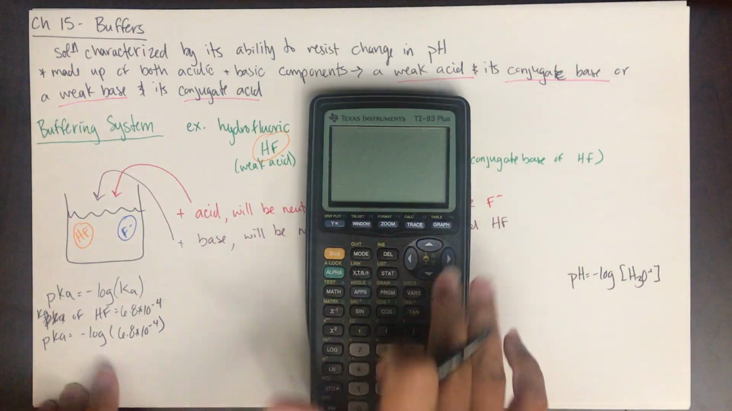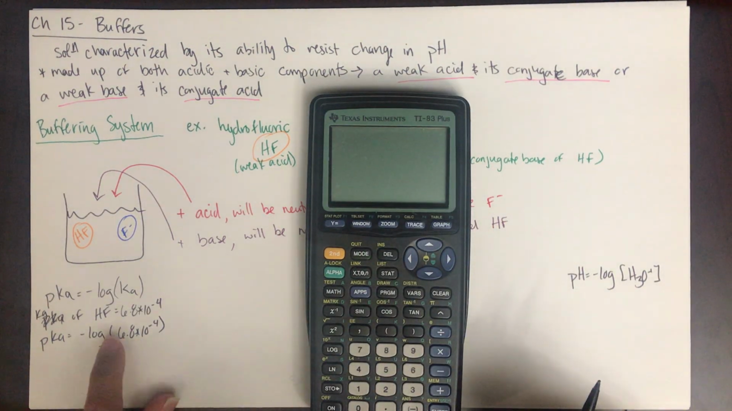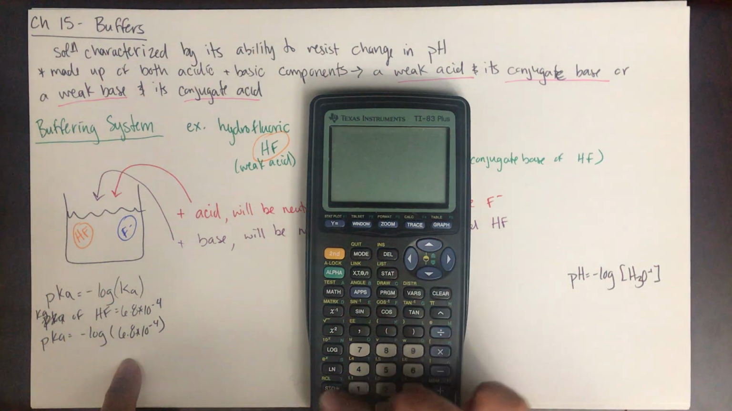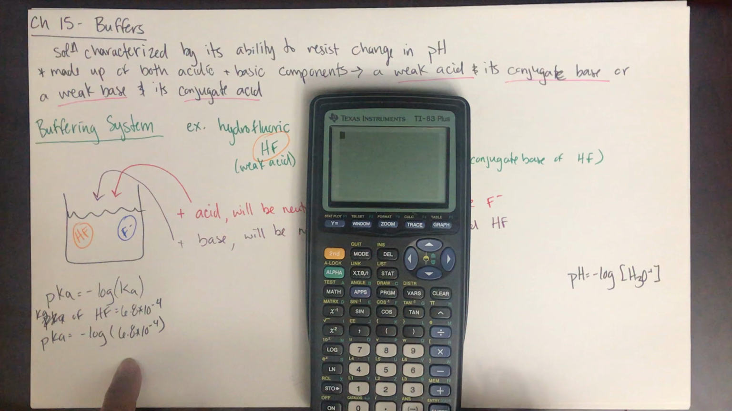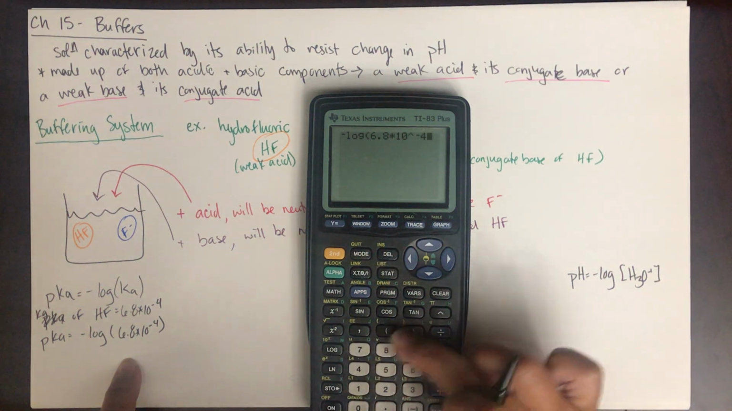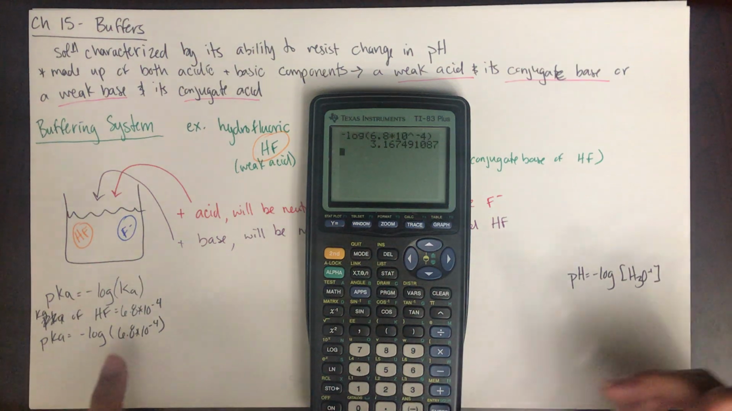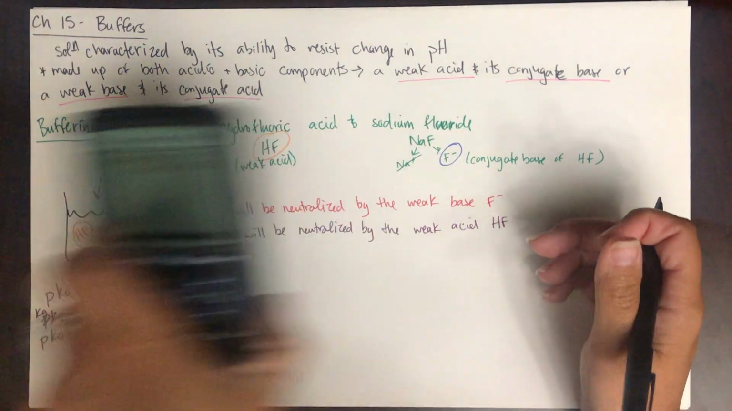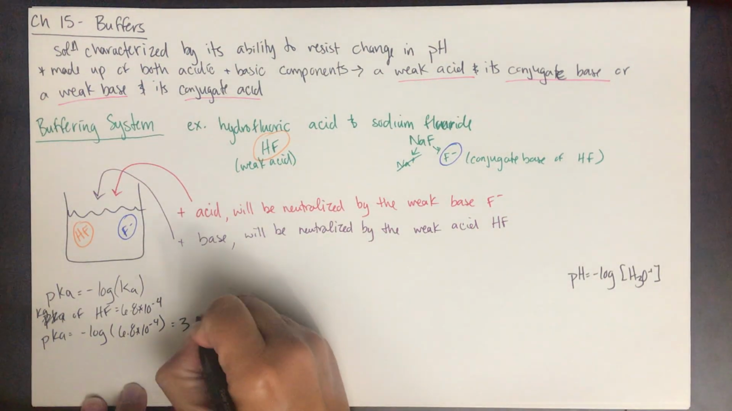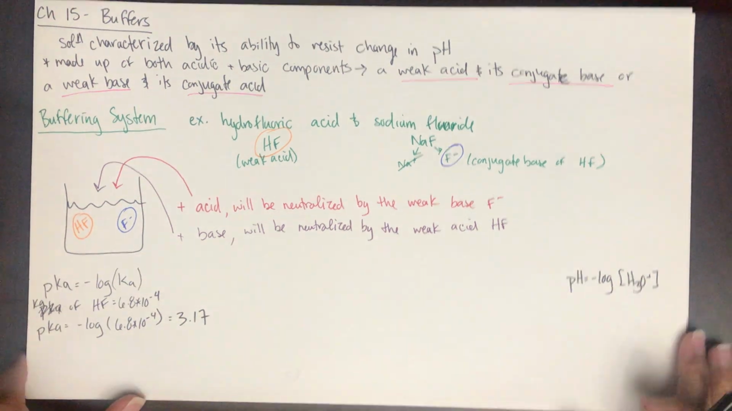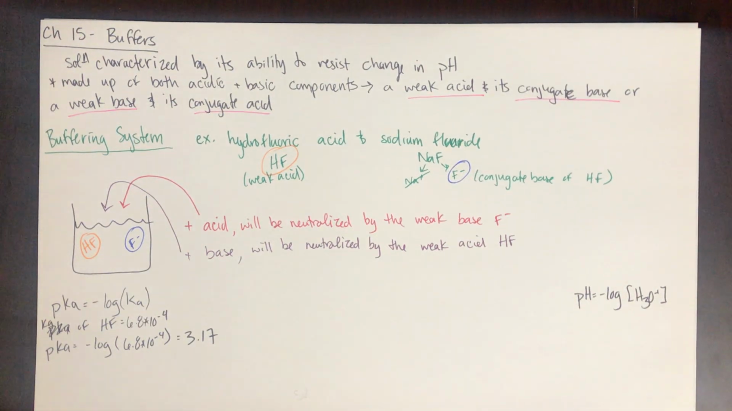Same rule: when you're taking the log of something, the number of significant figures in that value is the number of decimal places in your log. So I would say the negative log of 6.8 times 10 to the negative fourth is 3.167. I'm going to say 3.17. That's the pKa of hydrofluoric acid.